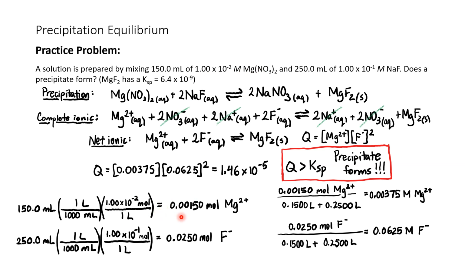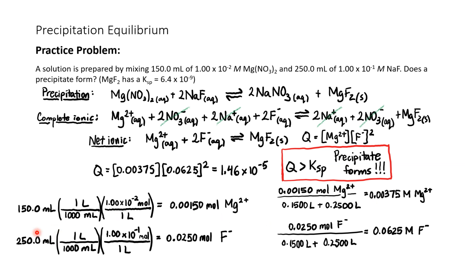So we've done this kind of calculation before for titrations, right? We calculated the amount of moles we have, and then we divide by the total volume. Pretty similar stuff. So you're going to take this and divide it by the total volume to get your concentration of magnesium 2+ in your solution.